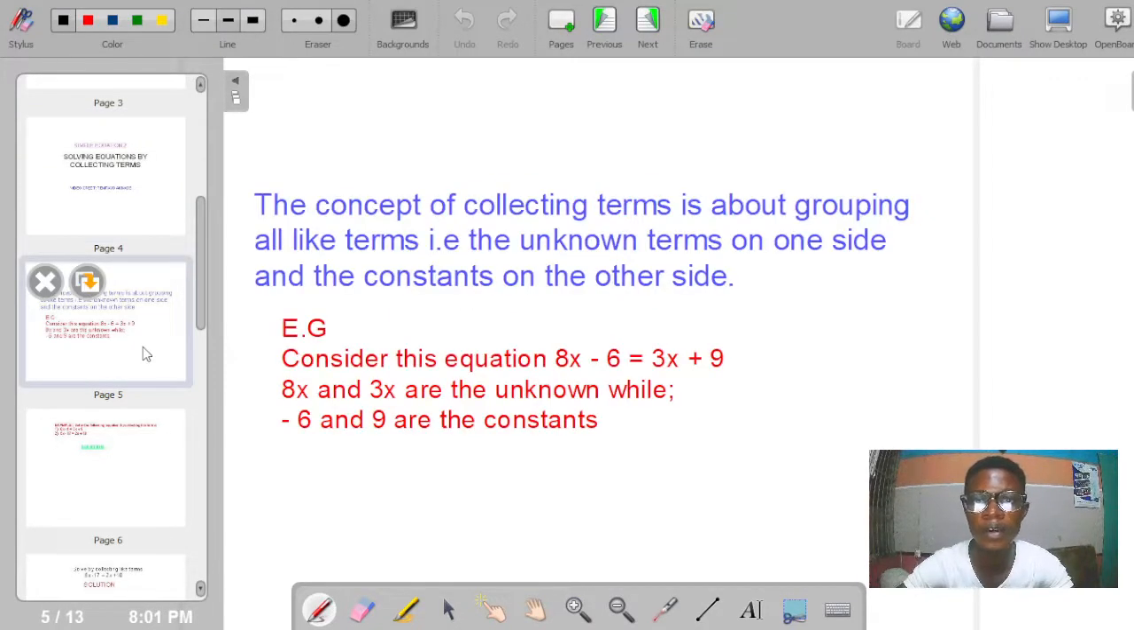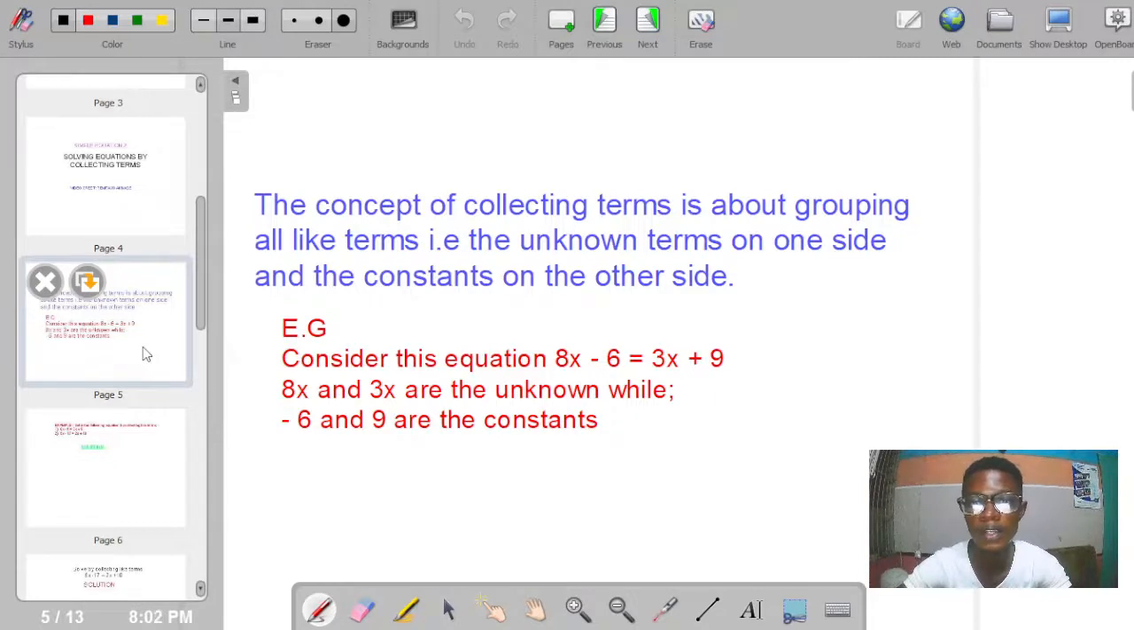Now, the concept of collecting terms is about grouping all like terms. I've explained earlier that in a simple equation we have what we call the alphanumeric, or we have the numeric numbers. I told you that the alphanumeric are unknown. So when you see alphanumeric numbers, they are unknown. When you see numbers, or the numerals, any way you choose to call them, they are called the constant.